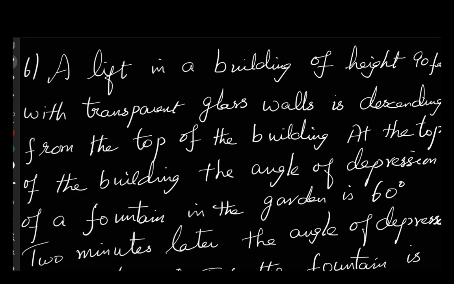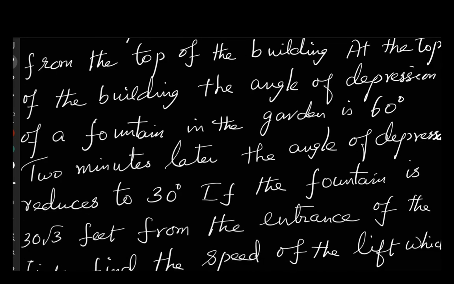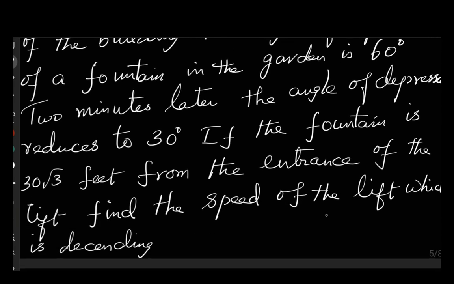See, 6th sum. A lift in a building of height 90 feet with transparent glass walls is descending from the top of the building. At the top of the building, the angle of depression of a fountain in the garden is 60 degree. 2 minutes later, the angle of depression reduces to 30 degree. If the fountain is 30 root 3 feet from the entrance of the lift, find the speed of the lift which is descending.